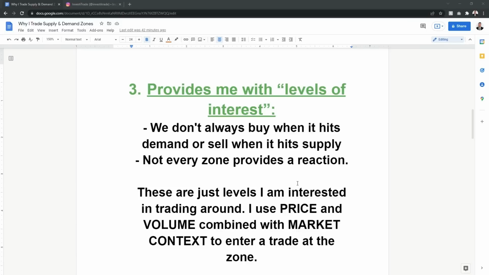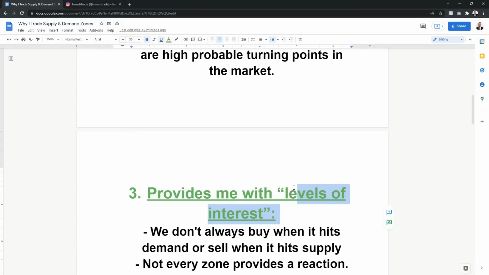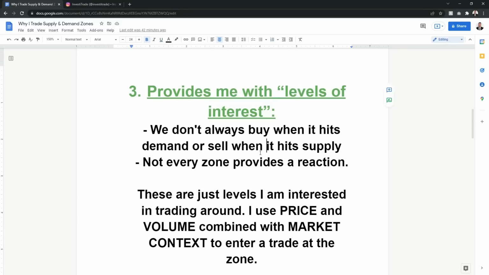These zones also provide me with clean and clear levels of interest. I want to make it clear that we don't always buy when it hits demand, or we don't always sell when it hits supply. We could use zones as context because not every zone will also provide a reaction.